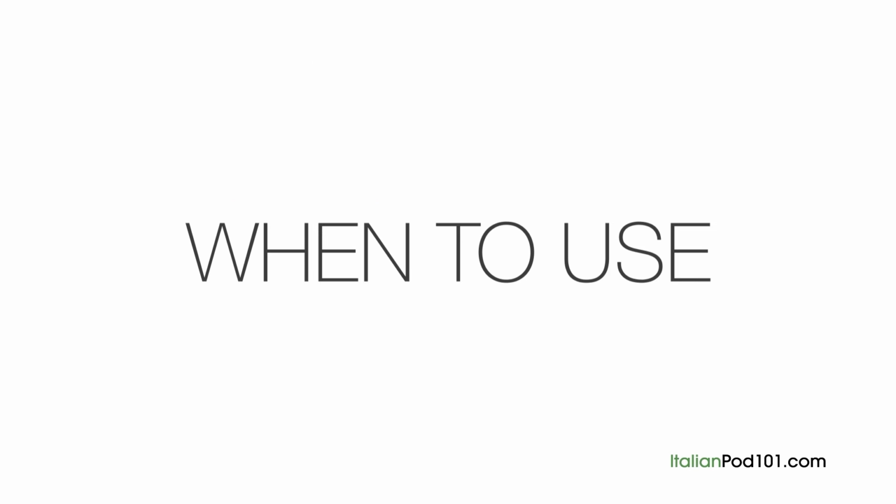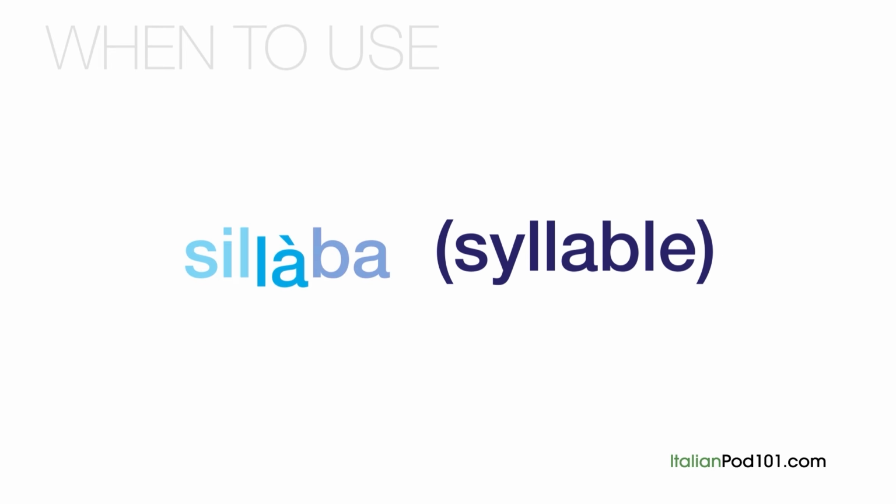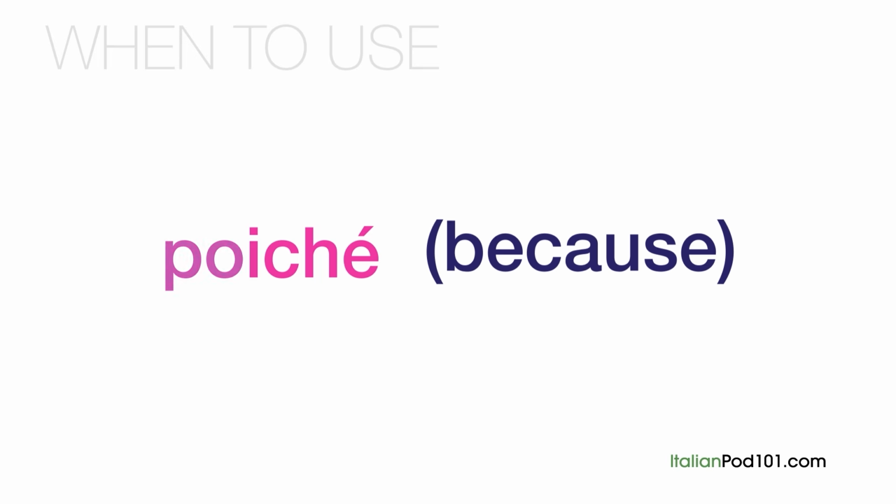Accented vowels can be written anywhere where a syllable needs to be stressed. For example, sillaba, the accented A indicates that the second syllable needs to be stressed. Here's another one, poiché. As indicated by the accent, the last syllable should be stressed.